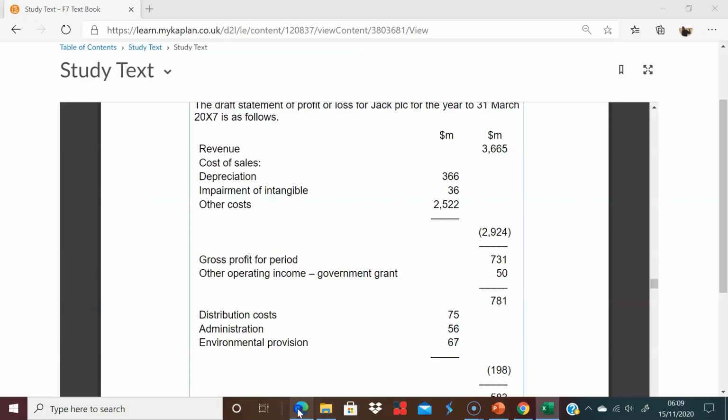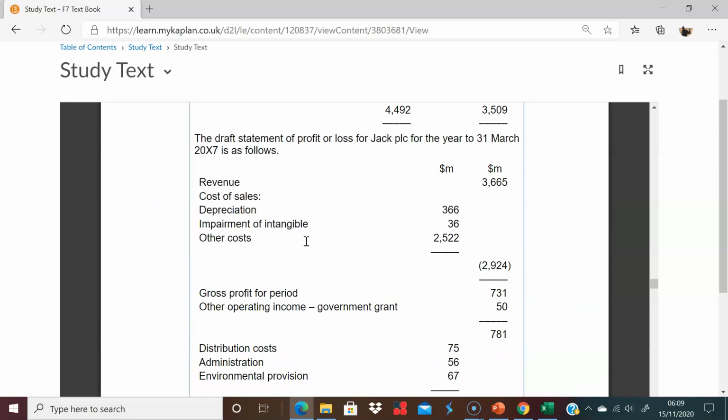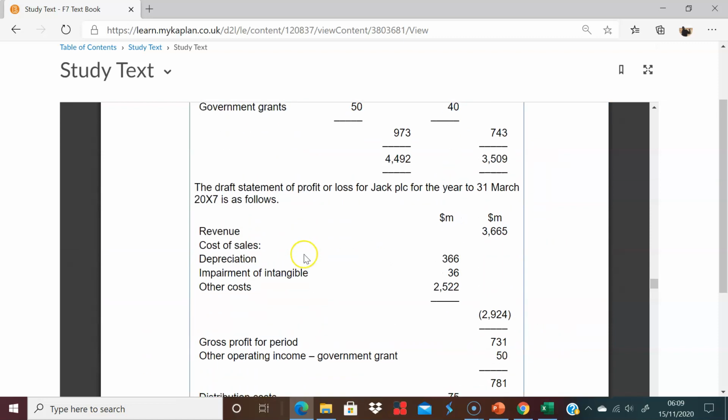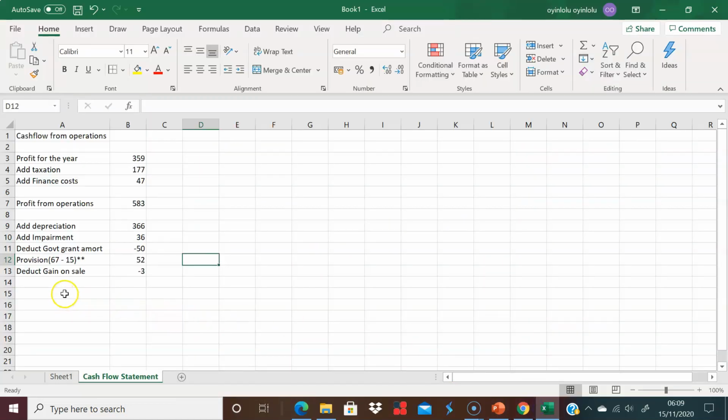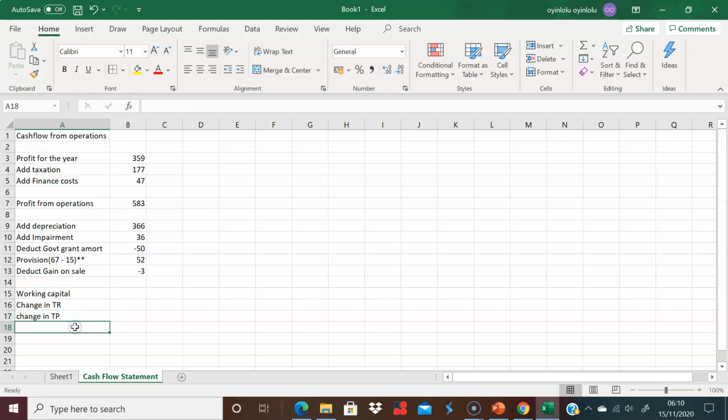So let me just look at what else we have to deal with here. Yeah, these will all get done with once I've found my cash flow from operations. So I'll leave what happens with the finance costs for now. The last things I need to look at, of course, are the working capital issues. So I'm just going to call these working capital. Just give a small heading. You don't have to, but I'm just going to, so that we're very aware. And I'm just going to put that here. Change in trade receivables, change in trade payables, and change in inventory. That's what I'm going to do.